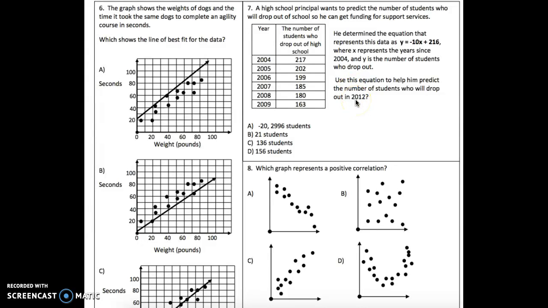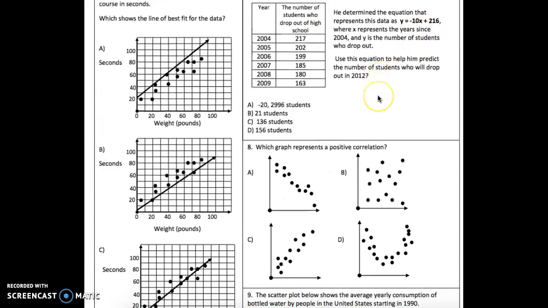So we want to look at 2012. So we want to plug in, we want to count up. So 2004 was 0. So 2005 is 1, 2, 3, 4, 5. 2010 would be 6. 2011 would be 7. 2012 would be 8. So we're going to plug 8 in for x. So we do negative 10 times 8 is negative 80 plus 216. So then we get 136. So our answer would be C. So again, we plugged in 8 because we went 8 years past 2004 to 2012, and then we added 216.